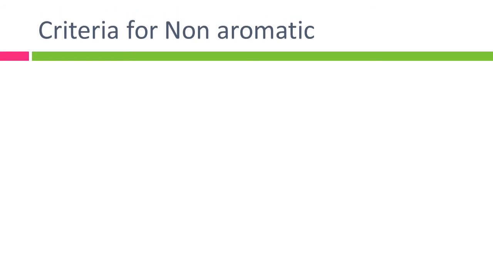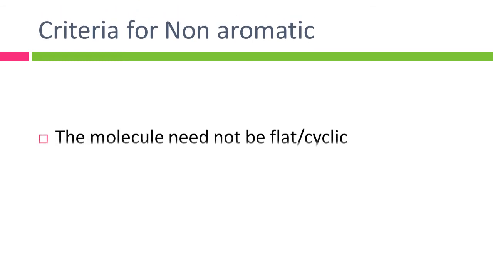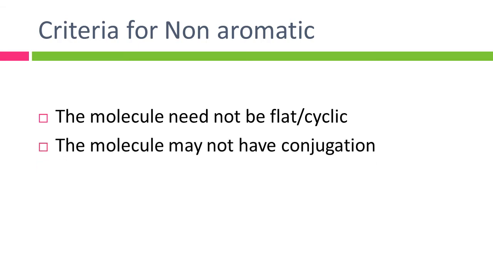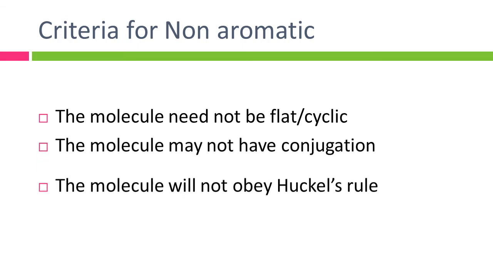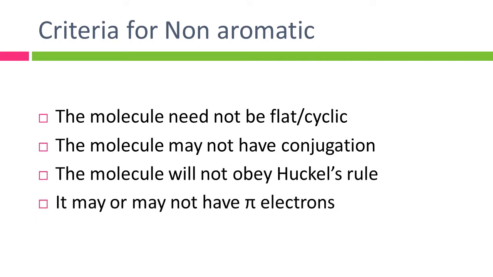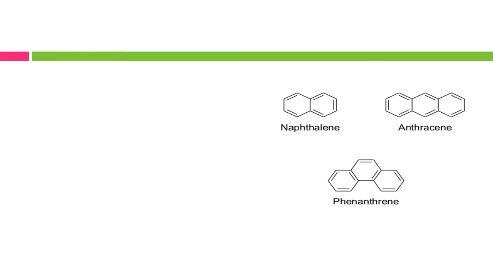What is the criteria for non-aromatic compounds? The molecules need not be flat or cyclic. The molecule may not have conjugation. They need not obey Huckel's rule. They may or may not have pi electrons.